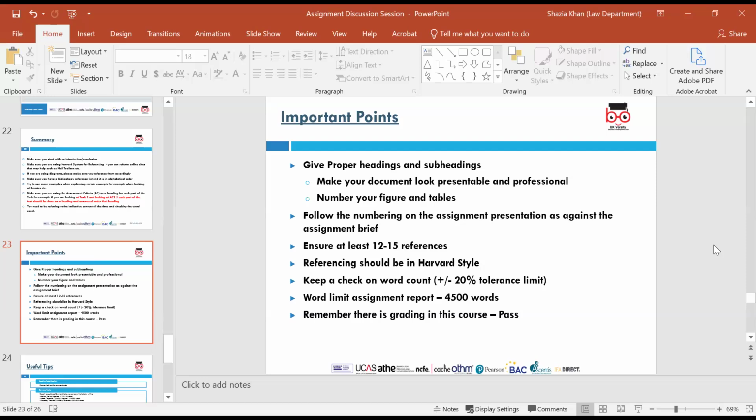So make sure you are not using AI to copy your work or do any of your work, because it will come up as plagiarized. So make sure you are moving away from using things like AI. Word limit for the assignment report, 4,500 words. And the grading for this unit is a pass or a refer.